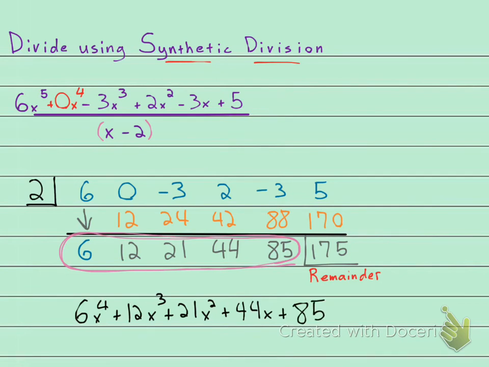And then your remainder, unless they ask for it separately, what you do is you take your remainder, 175, and you put it on top of your original denominator, x minus 2. All right, and this is your answer. This is what you put in the answer box.